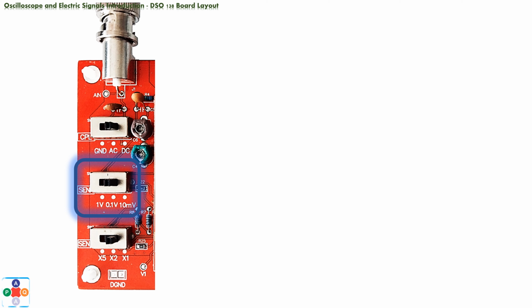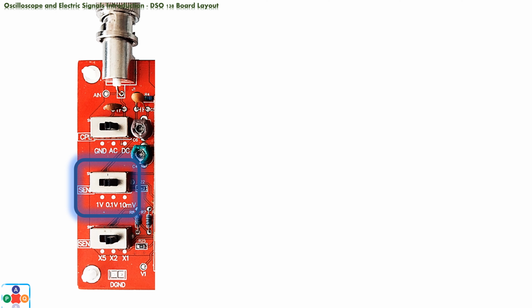When switched to the middle position, marked 0.1 volt, you are setting the device to display an input signal that has a value between 0.1 and 1 volt, and at the most right position, marked 10 millivolt, you are setting the device to display an input signal that has a value between 10 millivolt and 0.1 volt. Setting the selector to the wrong range will cause the signal to appear only as a line in the middle of the screen if you set the selector to a high value, or you will not be able to see the top and bottom portion of the signal if you set the selector to a low value.